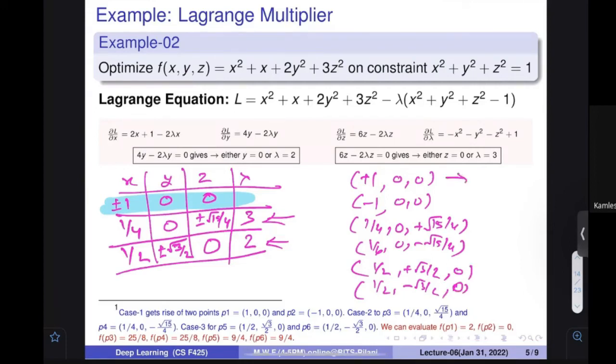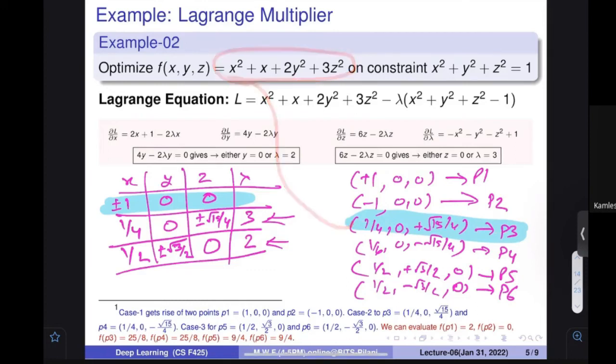Let me call these points P1, P2, P3, P4, P5, P6. So what is the problem? For example, you take these values x, y, z and put them into this particular equation to see what the value of this function is. You need x, y, and z to find out the value of this equation. You put these values over here. So what is the value?